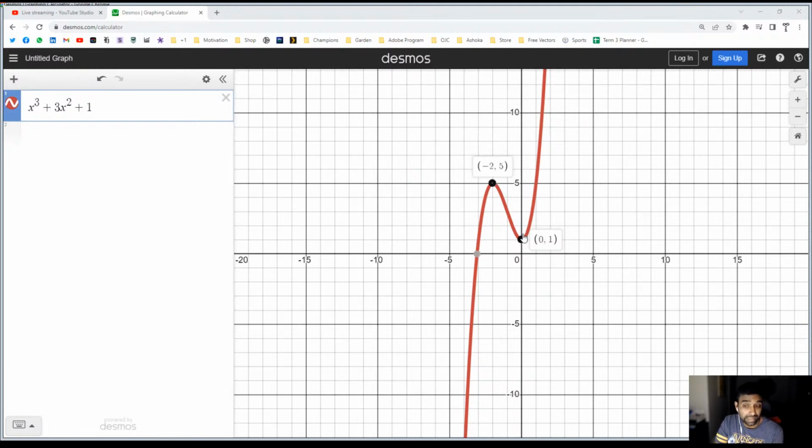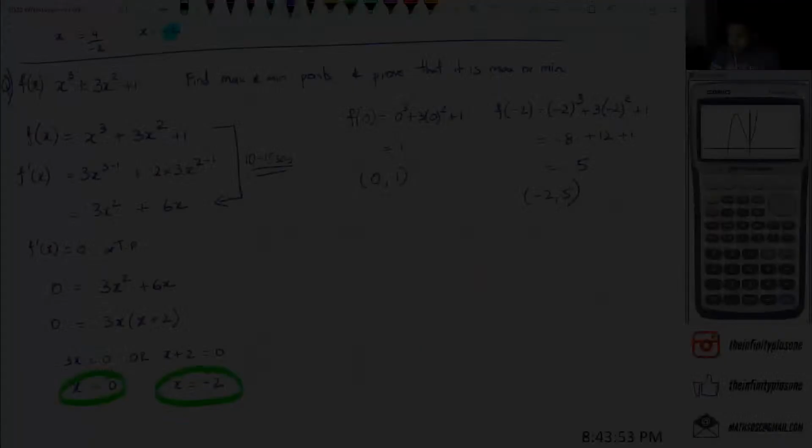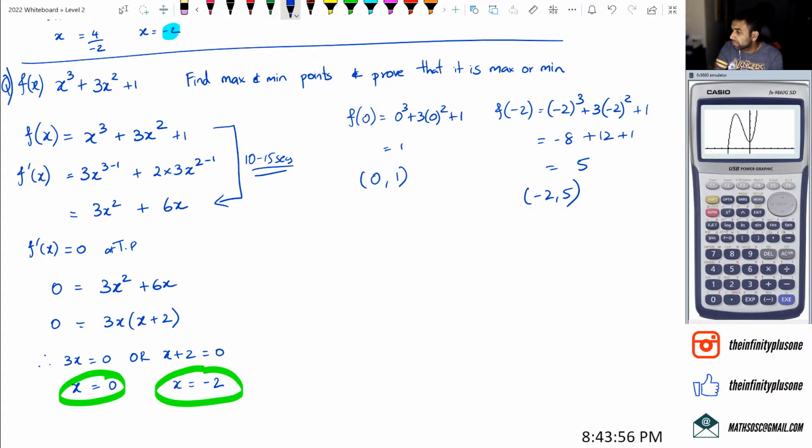Now, we can see that, but how do we prove it? Some people look at the y values and go, well, this one has a y value of 1, this has a y value of 5. Because 5 is above 1, therefore negative 2, 5 is a maximum. Yes, you can do that as a valid method as well, which is why, Jason, going back to your comment about the outdated method, might actually make sense. But when you get into level 3 calculus, definitely it will come in handy.